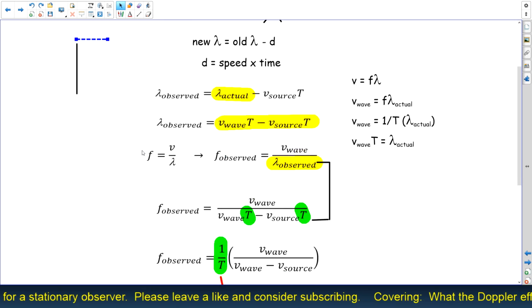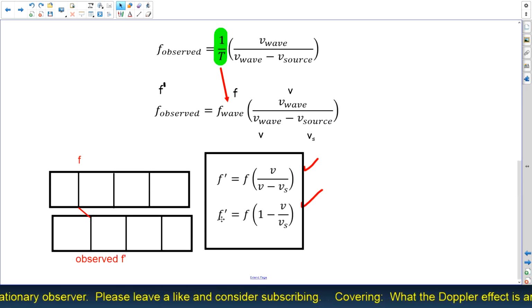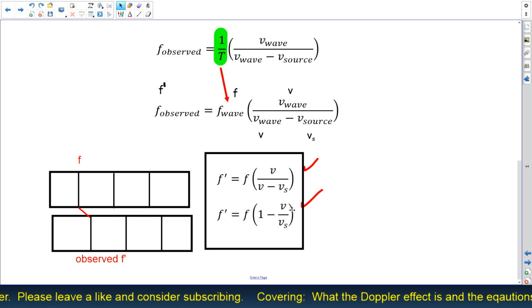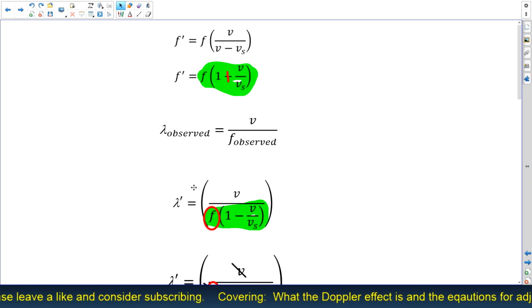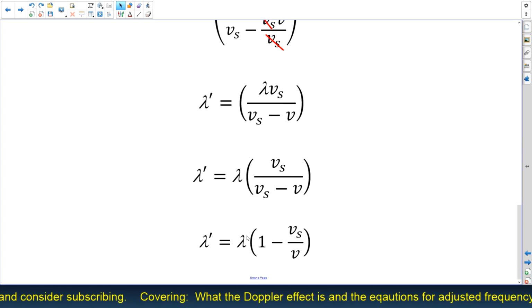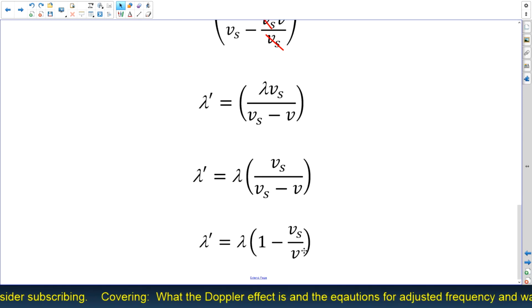I'll leave that one with you. You can have a little bit of fun. For now though, remember that f observed is equal to f original multiplied by this, and that lambda observed is equal to lambda actual multiplied by this.